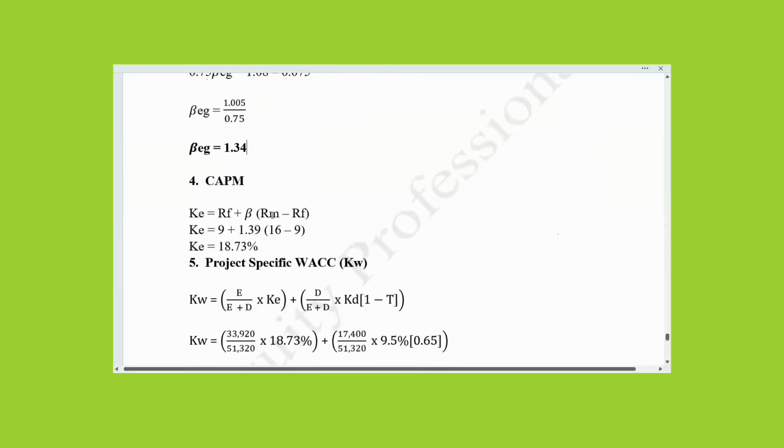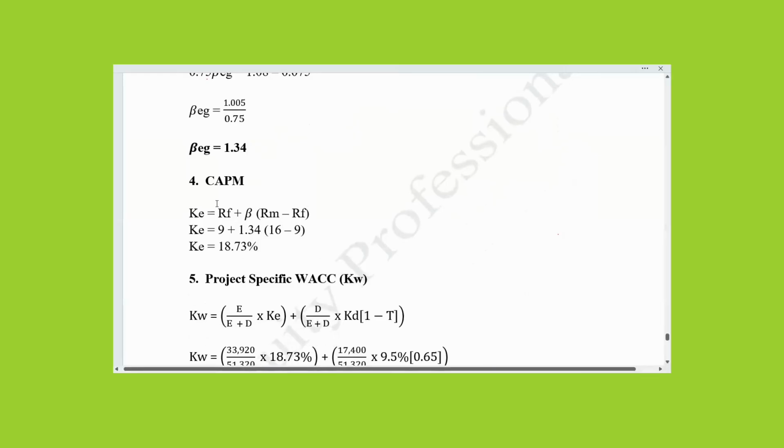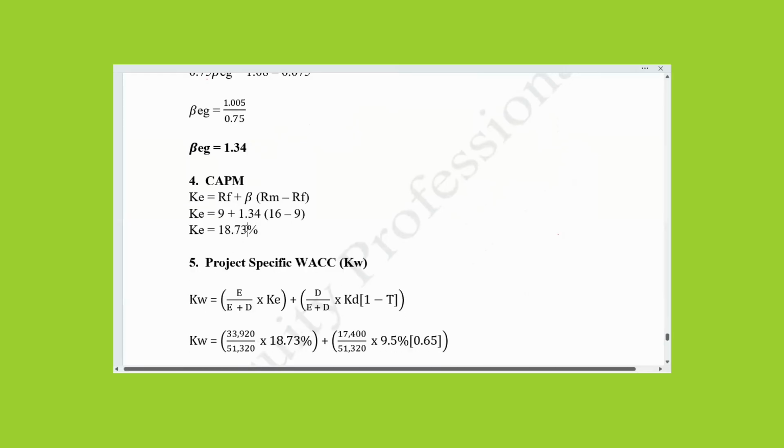We then calculate CAPM. You don't need to write out the formula. You've already written the formula before. So the only thing that will change is that this one will be 1.34. In any case, what's the final answer for your cost of equity using CAPM? 18.38. That's it.